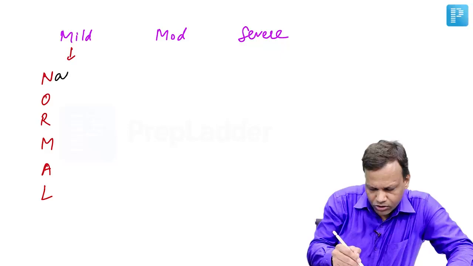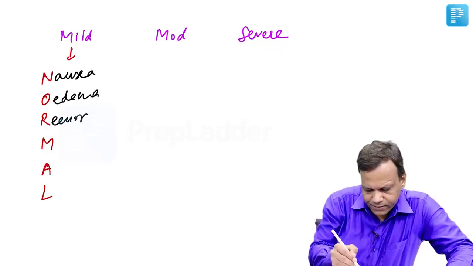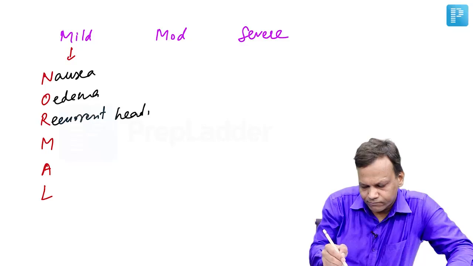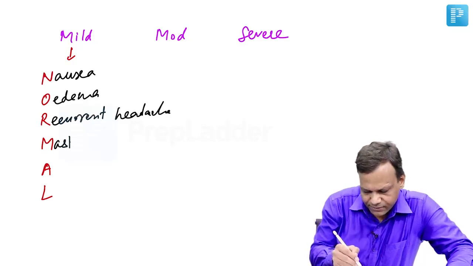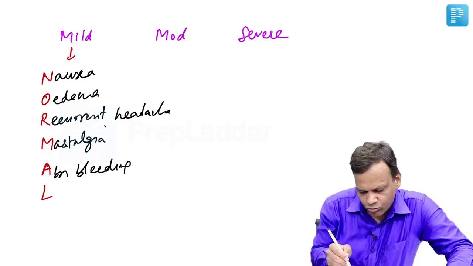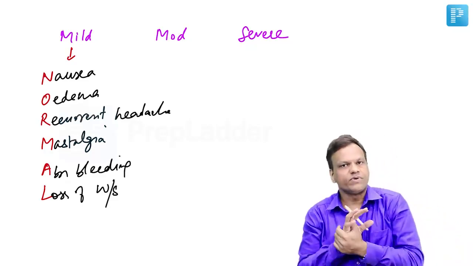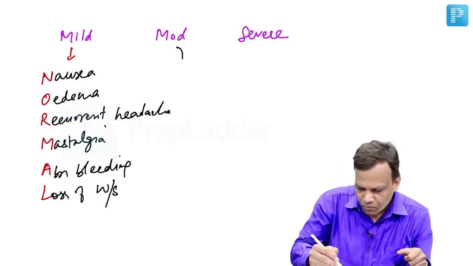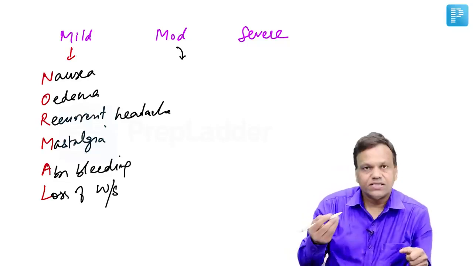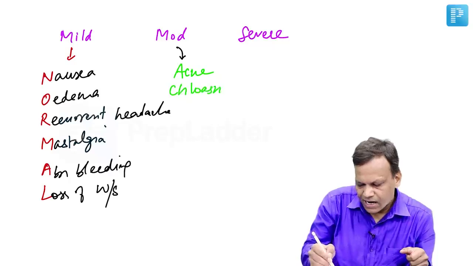So these include nausea, edema, recurrent headaches, mastalgia, abnormal bleeding, which is called breakthrough bleeding, and loss of withdrawal bleeding, meaning normal menstrual bleeding does not occur. Whereas moderate side effects are mostly cosmetic. These include acne, chloasma, and weight gain.